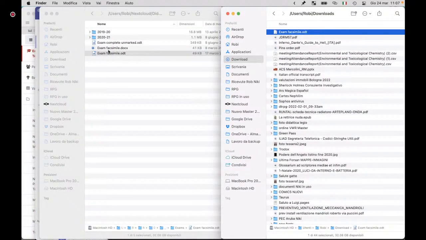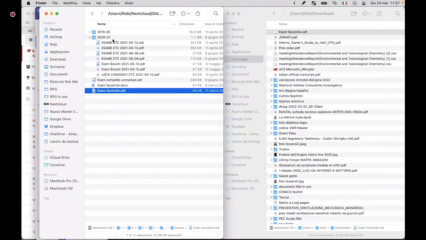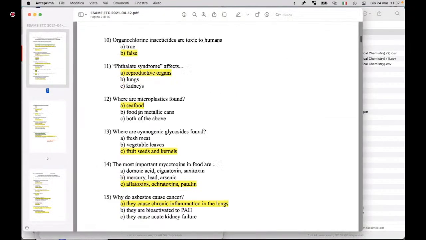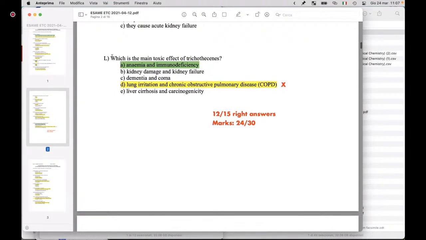an additional question. I will show you just one. Okay. For example, this one, which is the main toxic effect of trichothecenes. Okay, so you can see that in comparison to the other answers, this is much more specific, and it deals with, let's say, a second tier toxicant, so something that is not a very important contaminant.